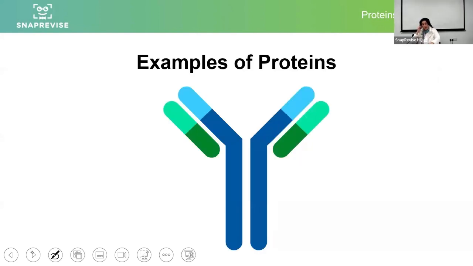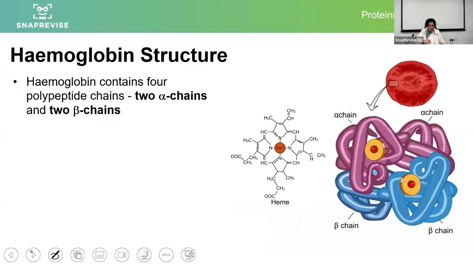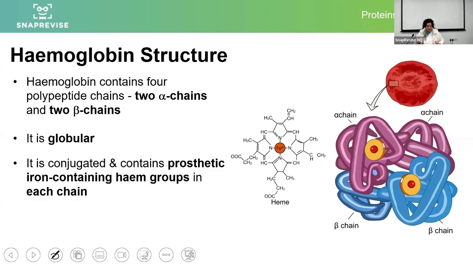We're going to look at some examples of proteins. And we are going to start with hemoglobin. So this is, again, specification points, and this is like our case study into specific types of proteins. Hemoglobin is an example of a protein with quaternary structure. So it contains more than one polypeptide chain, namely 4. 2 of them are alpha chains and 2 of them are beta chains. It is, of course, globular. It has a roughly spherical shape. And it is conjugated to the prosthetic group that we said is called heme.